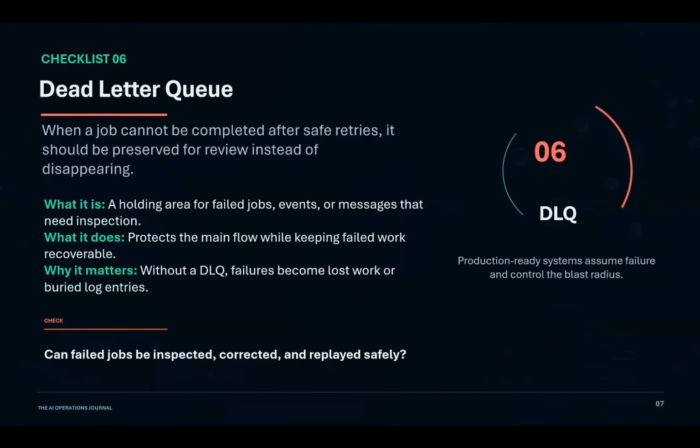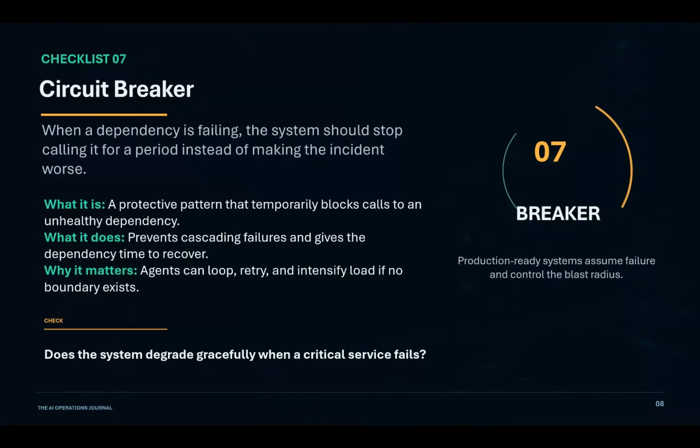And a quick exercise you can do for this checklist item is ask yourself, can failed jobs be inspected, corrected, and replayed safely? Number 7 in our checklist, circuit breaker.